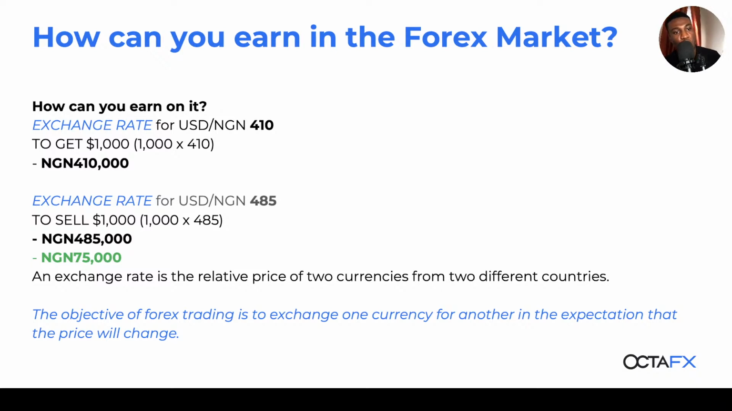So if I decide to sell my $1,000 at the time of this increase, 485, then I would multiply my 1,000 by the exchange rate, which is 485, and I would be getting 485,000 naira. So for just holding on to $1,000, I have made a profit from the increase in the value of the US dollar, a profit of 75,000 naira. So this is how you can earn on the forex market on a global scale.